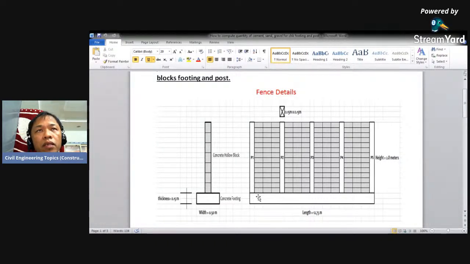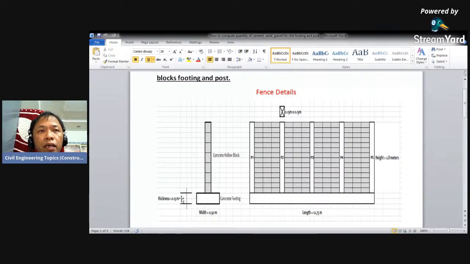So this is only an example how to compute the quantity of cement, sand, and gravel. For the concrete coating, ito yung patungan ng hollow blocks. And the post, ito yung kapitan ng hollow blocks.